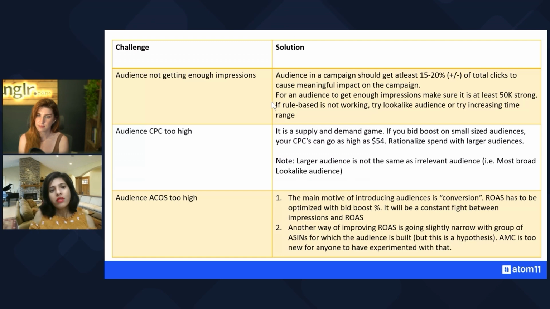Now, when you create audiences on Amazon Marketing Cloud, it actually has a column which says how many people are in it, or what the size of that audience is, right? So if you do not get at least 50,000 people in that audience, make that audience more broad. So I like it. Make it broad.